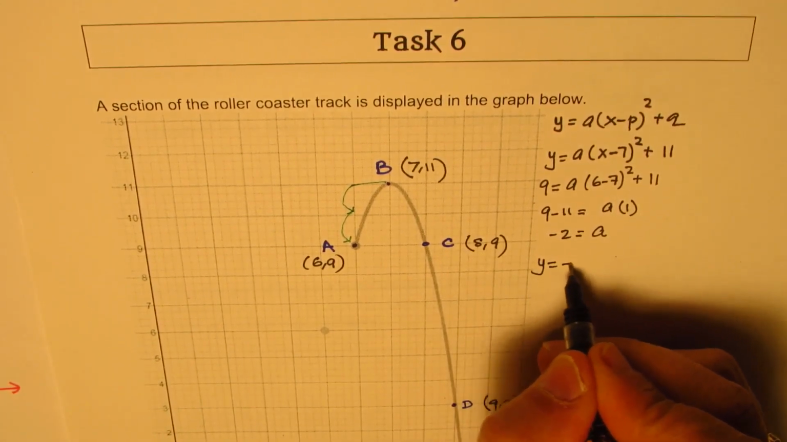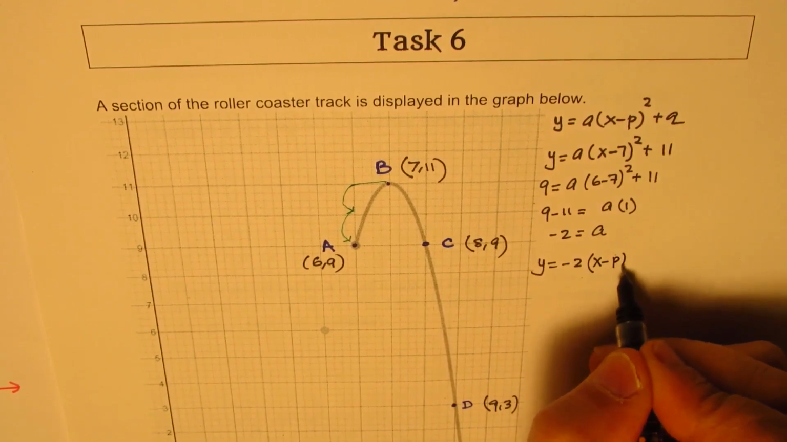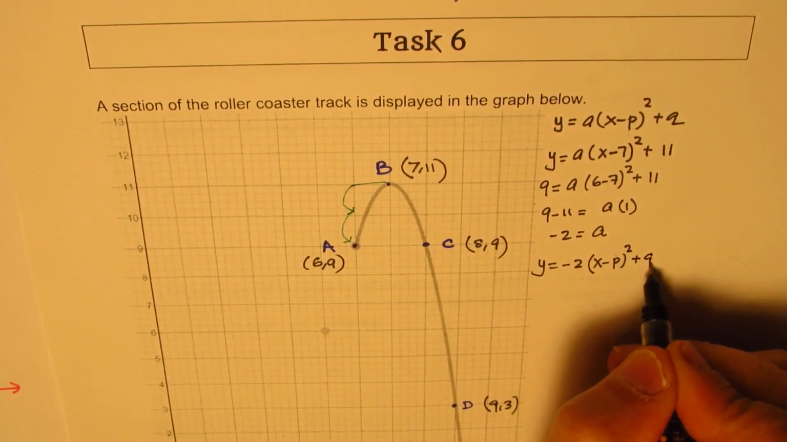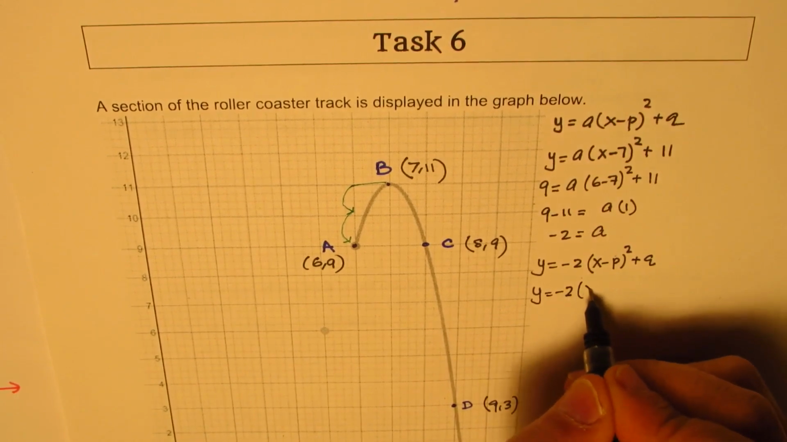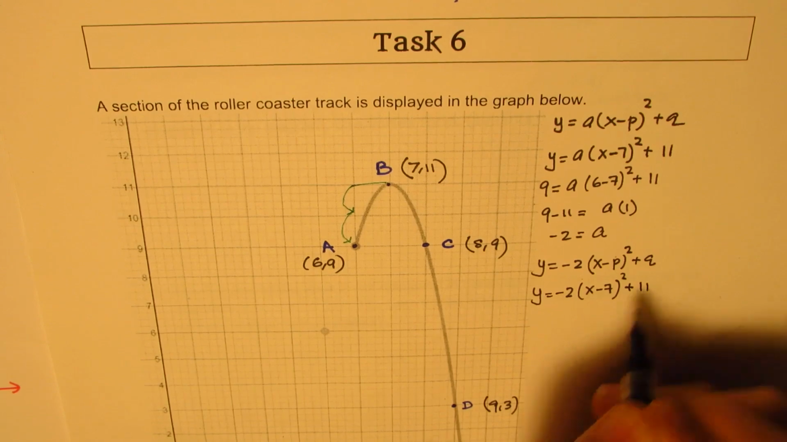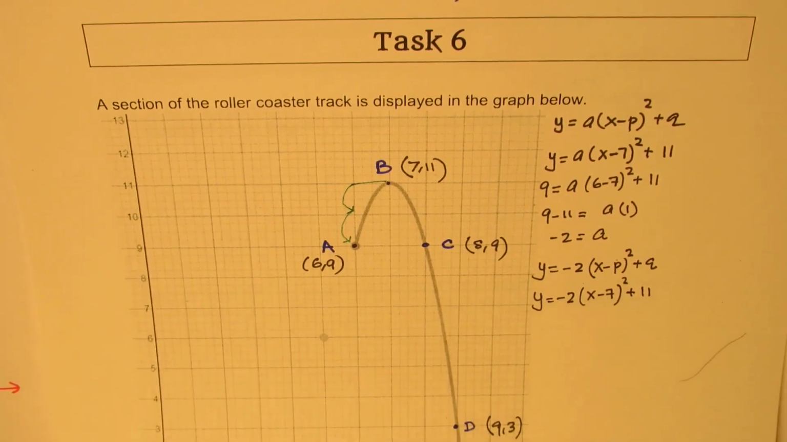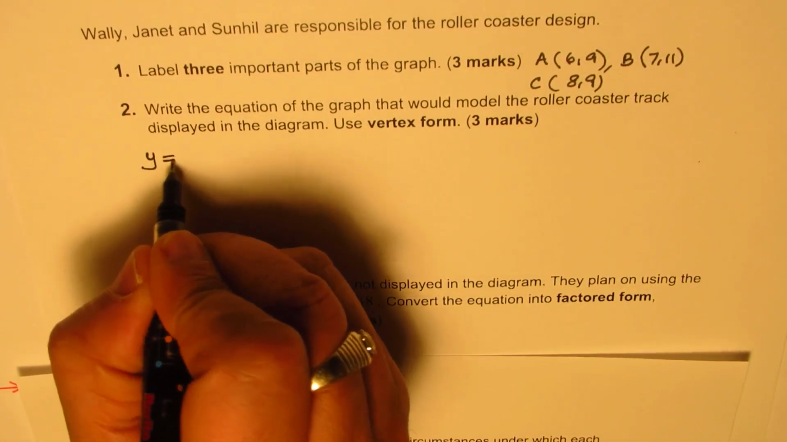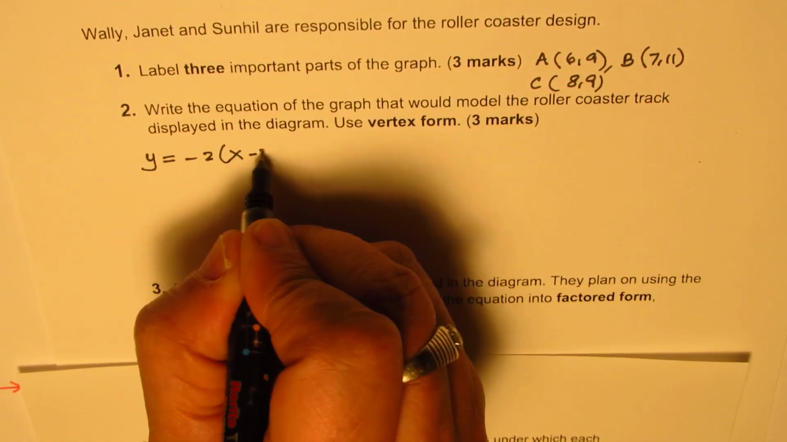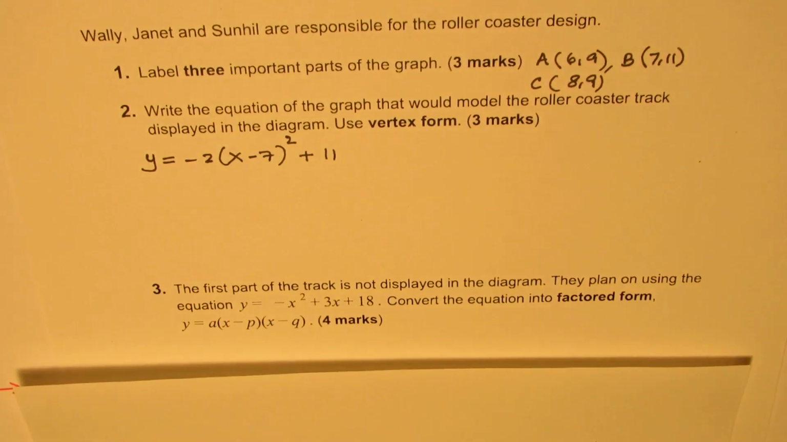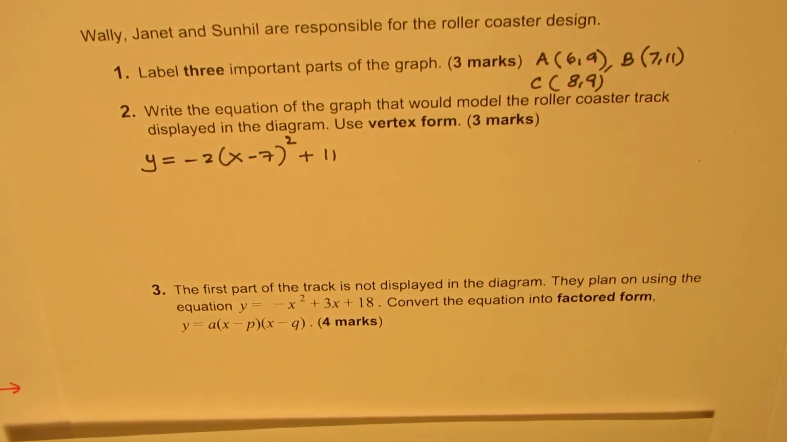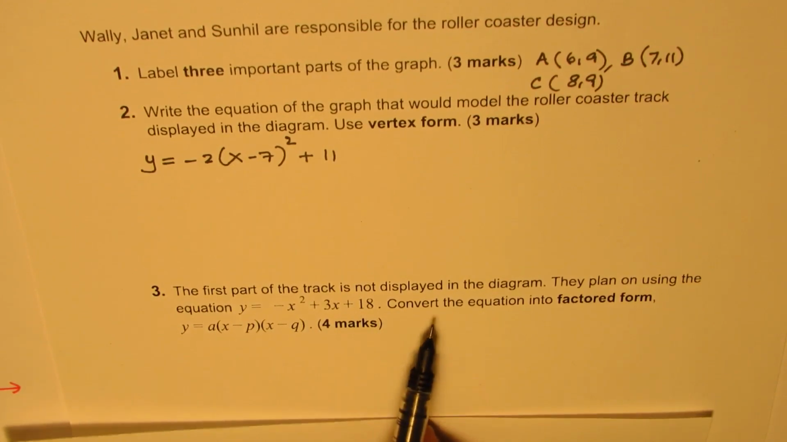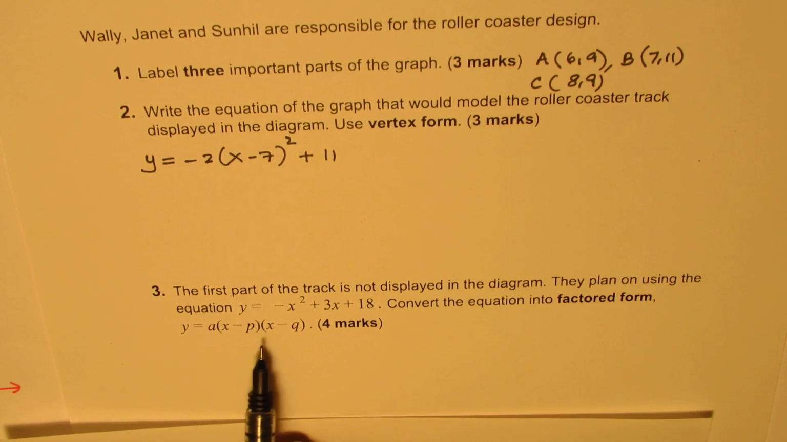So the parabola will be y equals minus 2 times x minus p whole, let me rewrite this. y equals minus 2 times x minus 7 whole square plus 11, correct? So that becomes the equation of our parabola. So using vertex form, let me write down this equation here, which is y equals minus 2 times x minus 7 whole square plus 11. Okay. Now part C is, the first part of the track is not displayed in the diagram. They plan on using this equation, minus x square plus 3x plus 18. Convert the equation in factored form, which is that form, correct?